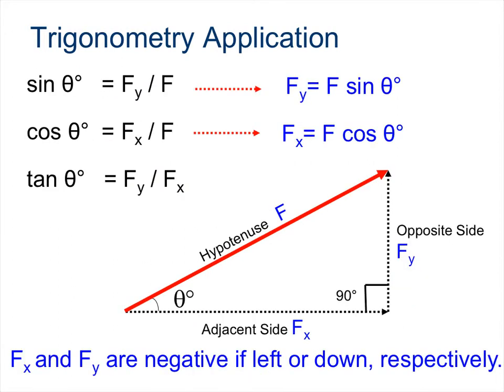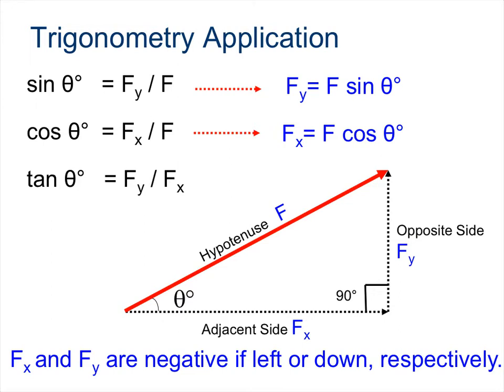So if we were to apply these 3 trigonometric ratios and deal with them in terms of forces, well, sine of theta is equal to opposite over hypotenuse, and the opposite side represents the force in the y direction, and F represents the magnitude. Well, then we can say that sine of theta is equal to the force in the y direction divided by the magnitude of the force.